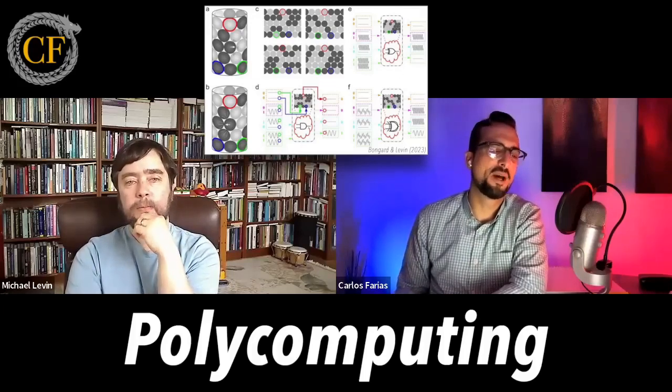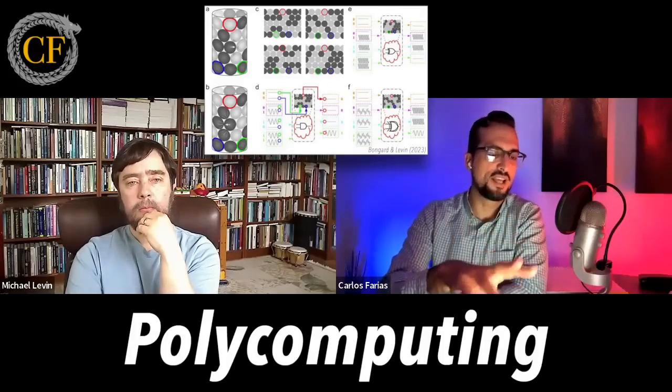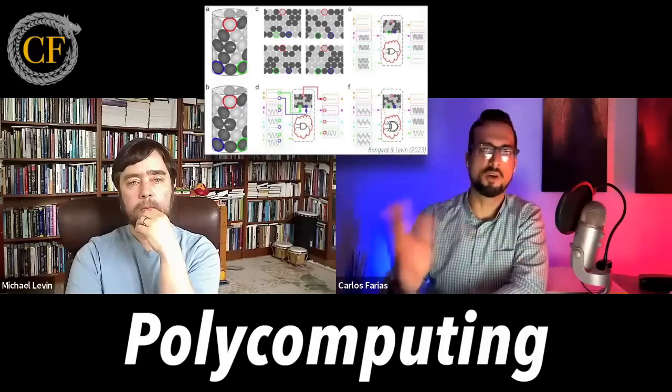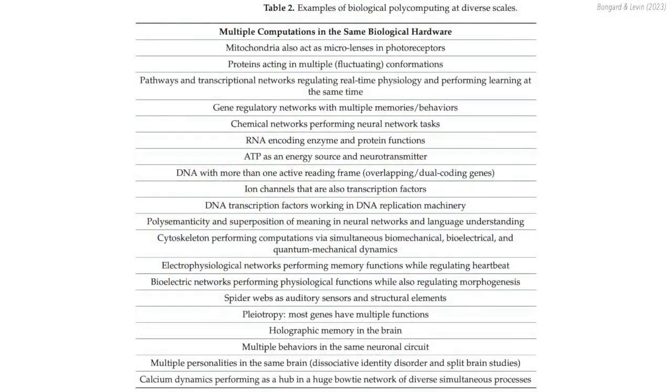Gotcha. And I think it'd be really helpful if you could provide a couple of examples. There's a great table in the paper that I'll probably overlay for part of the discussion, just so people can see, it's about 20 different instances of polycomputation in the same biological hardware. But could you maybe tell us one or two of your favorite examples?